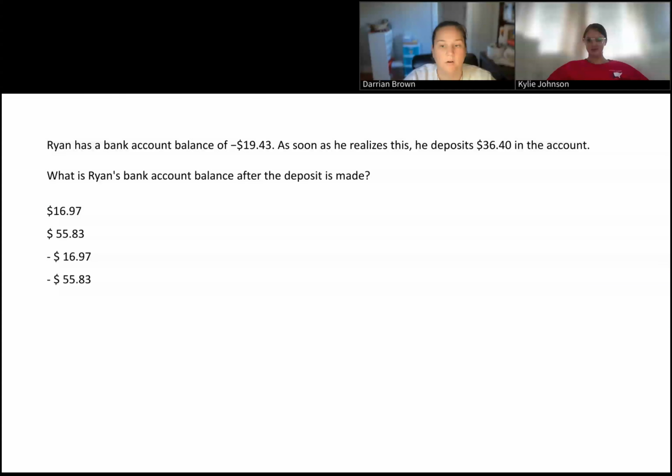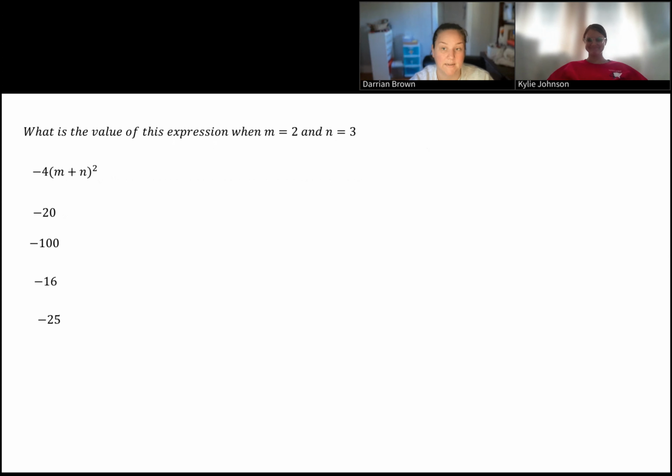All right, moving on. Gracie, we are in Classkick and we're on slide 6. The link's at the top of the chat box if you'd like to join us. Slide 6 is number 5. It says, what's the value of this expression when m equals 2 and n equals 3? The expression is -4 times (m plus n) squared.